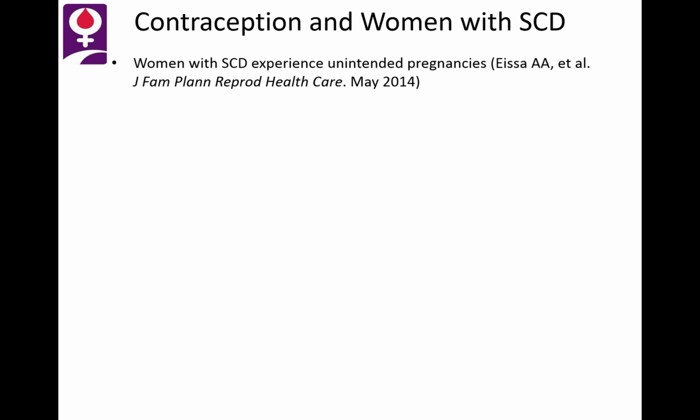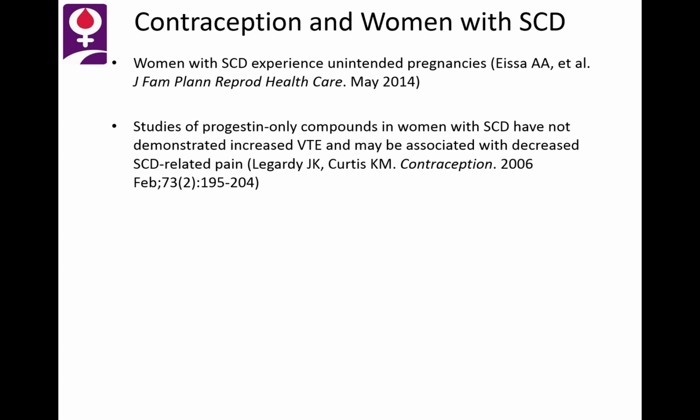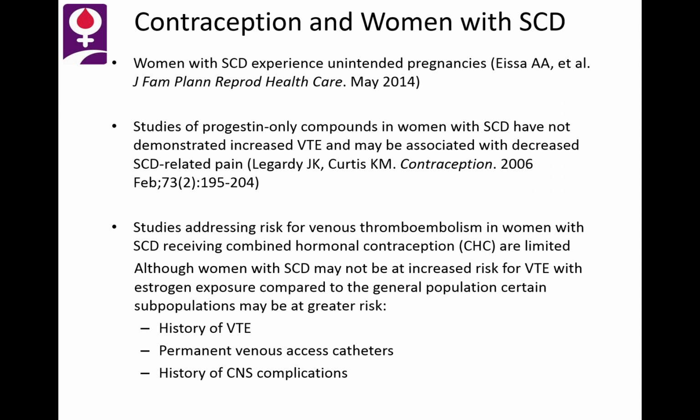So to summarize, women with sickle cell disease experience unplanned or unintended pregnancies, with some rates being as high as 60%. There was a recent update of the UK report that actually looked at this same cohort over time that they reported initially in 1993 and found that the rate of unintended pregnancies had gone from the high 60s to the low 50s in their population. Studies of progestin-only compounds in women with sickle cell disease have not demonstrated increased risk for thrombosis and may be associated with decreased sickle cell pain.